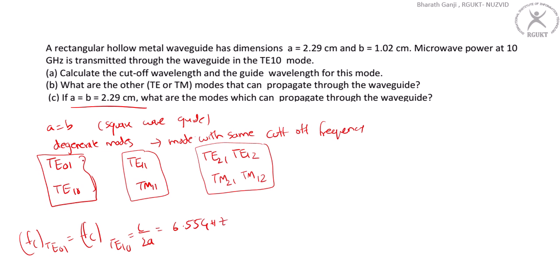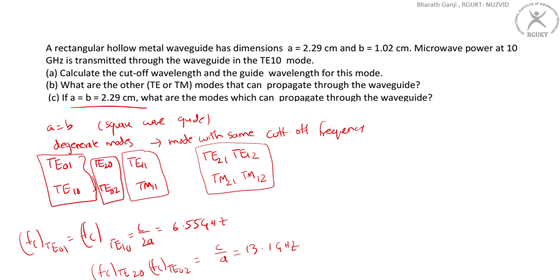Now what we want to see, of course, there is another mode I forgot right here. So there is TE20 and TE02. Both have the same cutoff frequency. So the cutoff frequency of TE20 and TE02 is again basically c by a, which is 13.1 gigahertz.